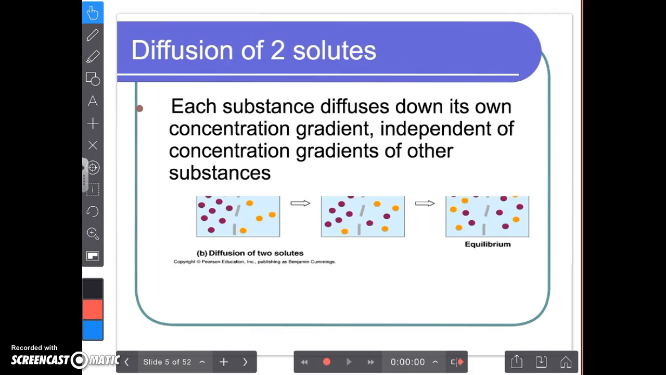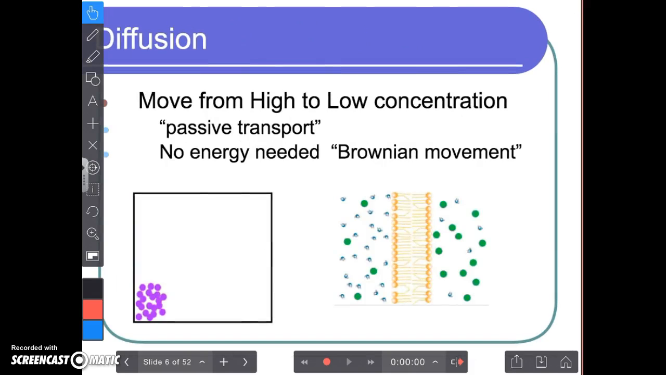But as soon as we start looking at things that have charges to it, those polar structures, they're not going to be able to pass through. And when I say polar, water. Water cannot easily pass through the cell membrane. So it has to have its own pores to be able to do that.